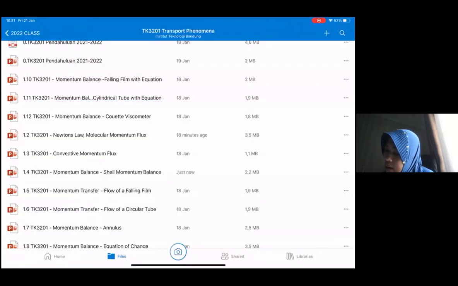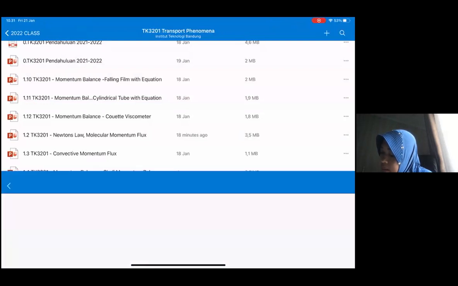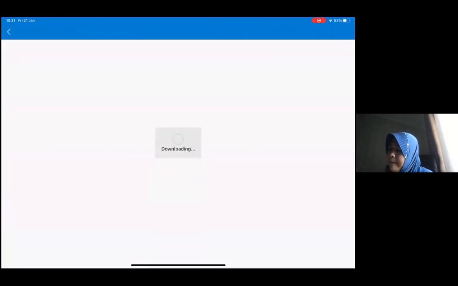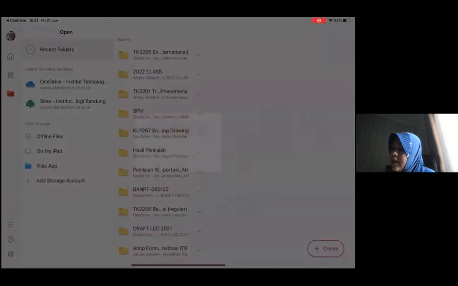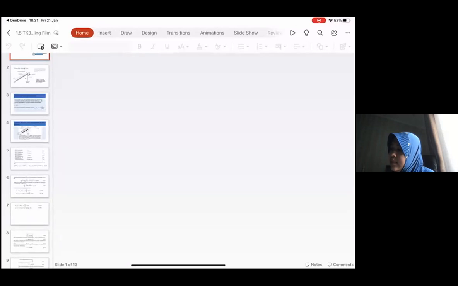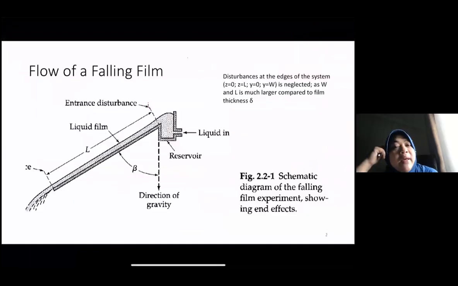Maybe let's go to the next slides. Maybe it is much better if we can try to imagine with this example. You can also find this example in the book. So this is a typical example of momentum phenomena. Here I have a flow of a falling film.